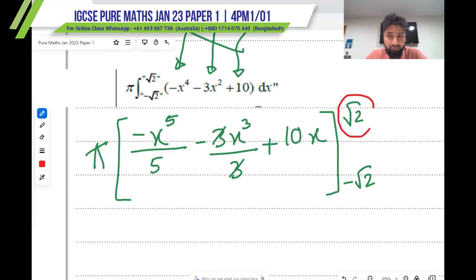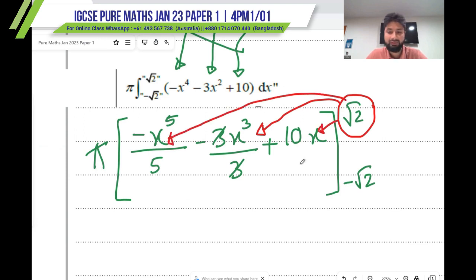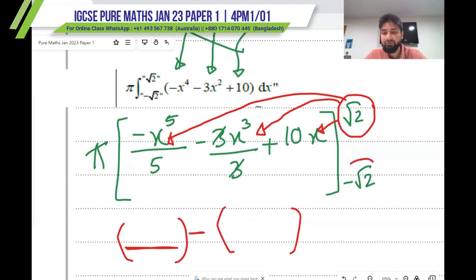substitute the value which is on top in terms of all the x. So we have to substitute square root of 2 into all of the x, get the result, and then subtract that result from the one obtained after substituting the value of negative square root of 2 into that equation. So in short, we have to subtract the substituted value of the bottom from the substituted value of the top.